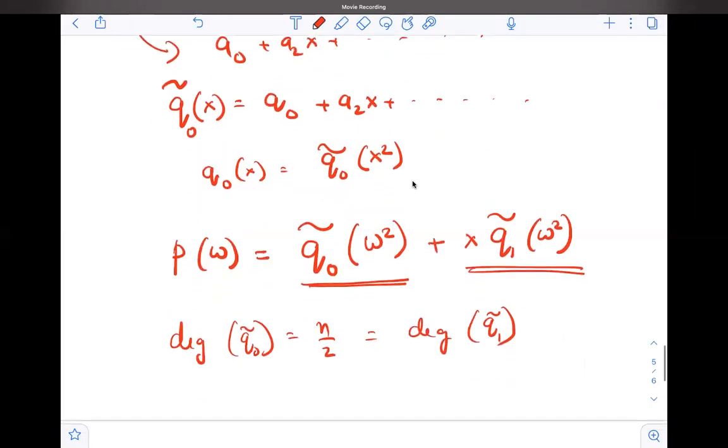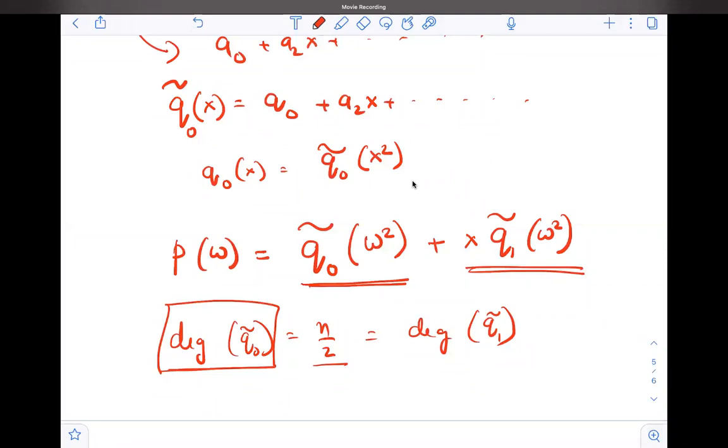Right? So in Q0 tilde, if I had to convert the coefficient representation to the discrete Fourier representation, I had to evaluate Q0 tilde on all the n by 2th roots of unity.